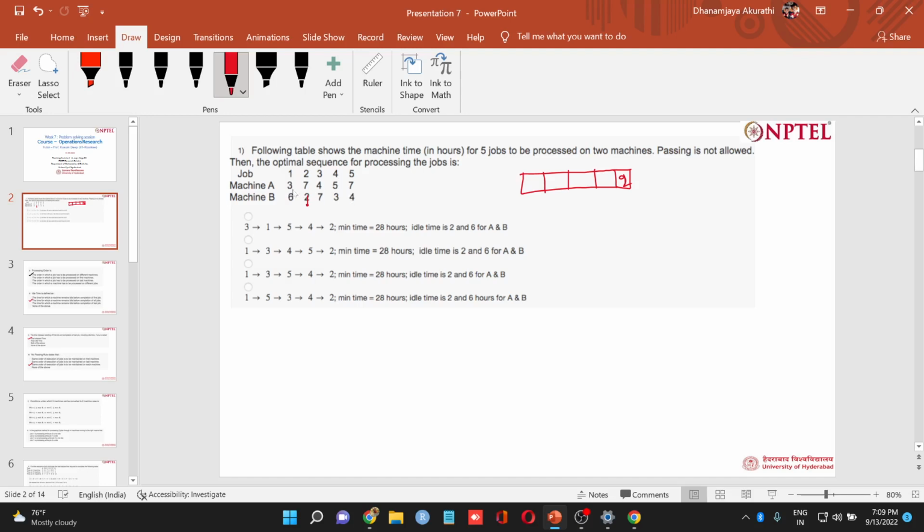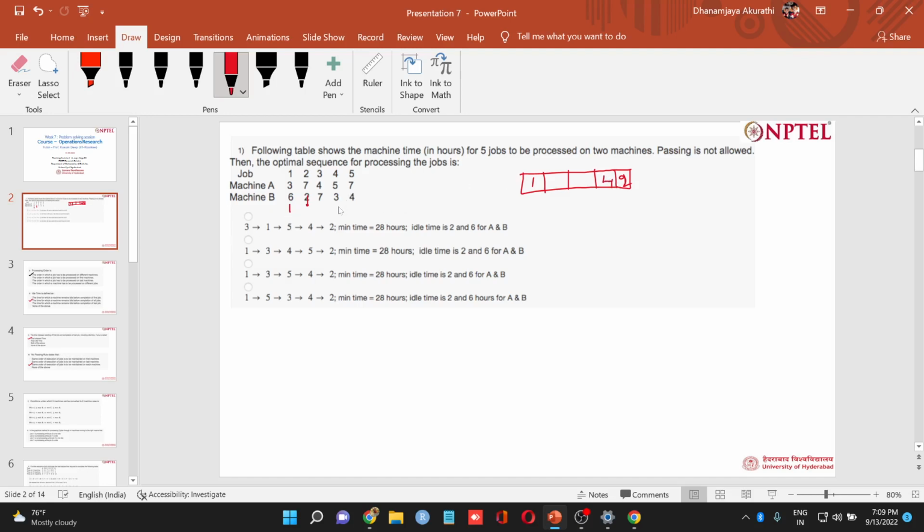So for job 1, related to machine A, we can assign it at the starting of the sequence. And here 3 is from machine B, so we can assign the corresponding job 4 at the end of the sequence.